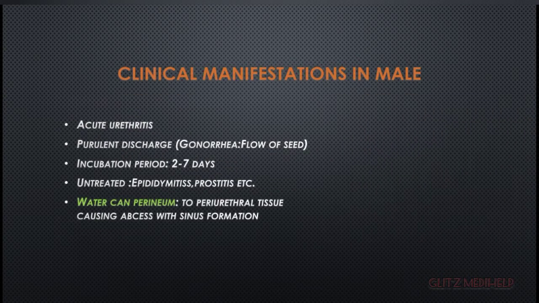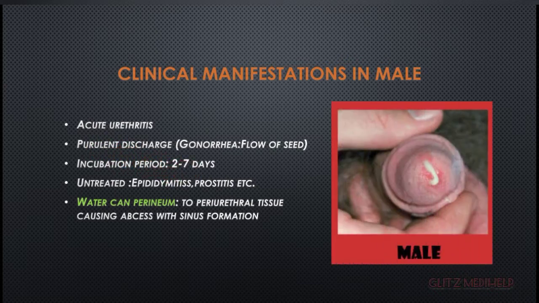Coming to the clinical manifestations, first in males: acute urethritis. This is the most common manifestation in males, characterized by purulent urethral discharge. Do you know how the word gonorrhea came? Gonorrhea is derived from flow of seed, resembling semen. As we can see in this diagram, the incubation period is about 2 to 7 days, and if left untreated, it can lead to various complications like epididymitis, prostatitis, etc.